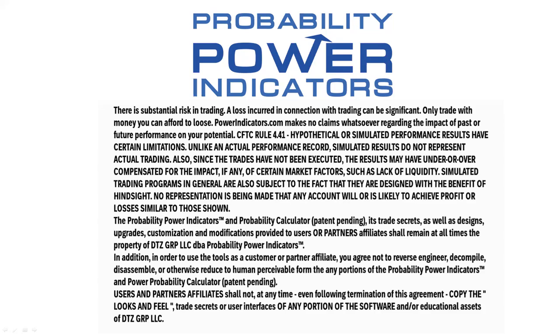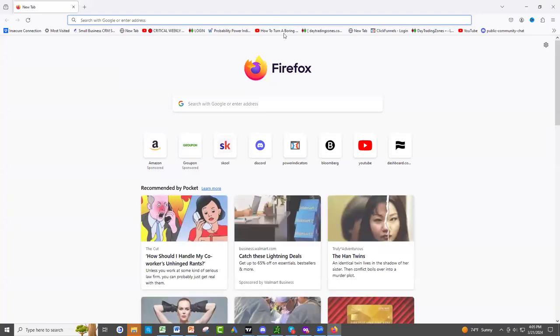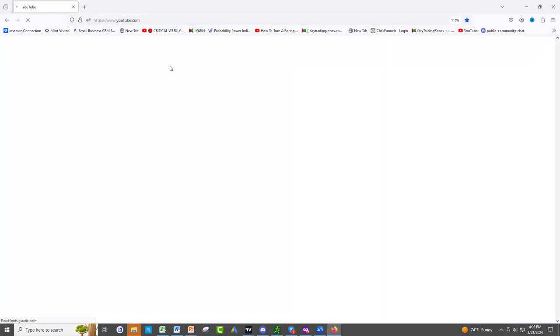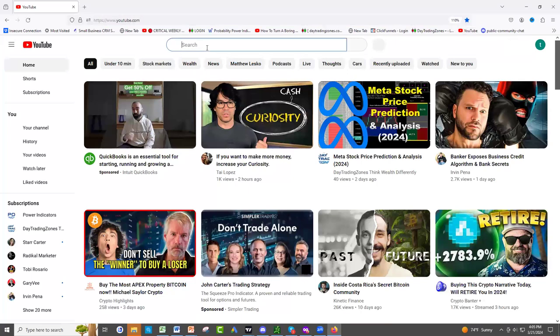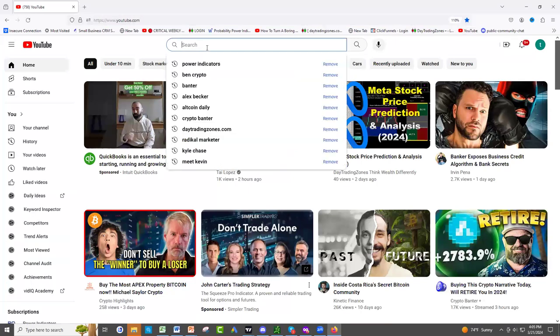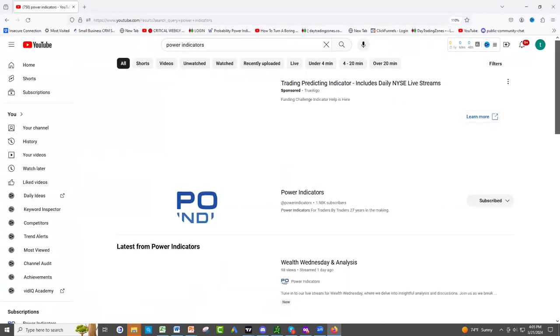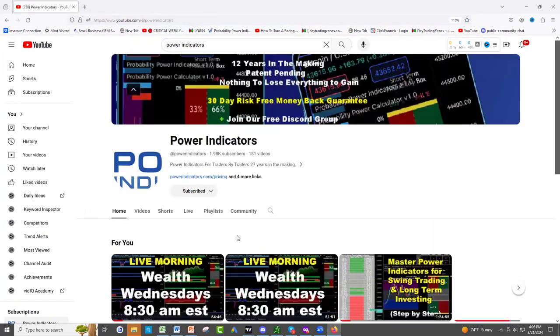Don't forget, those events sometimes take 2 weeks, 3 weeks before we put them there. So you really want to come to the live event here. You don't want to wait 2 weeks, 3 weeks for us to put stuff. It's the same way we do the cuts on the Day Trading Zones channel about the Wealth Wednesday session. So you go to Power Indicators right there, and you can see the first event right there.